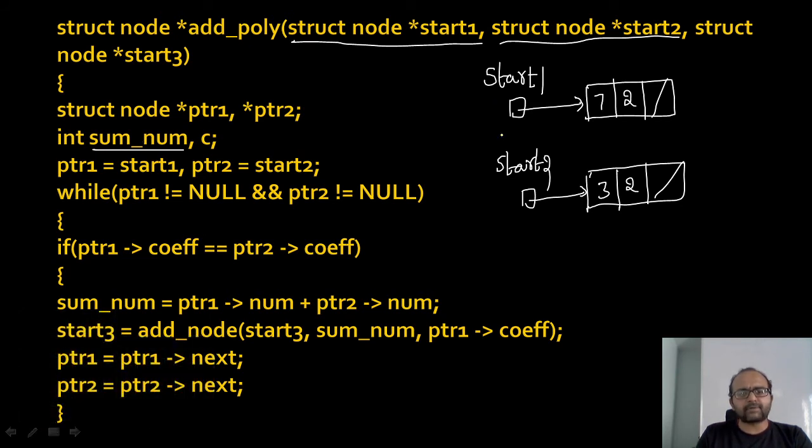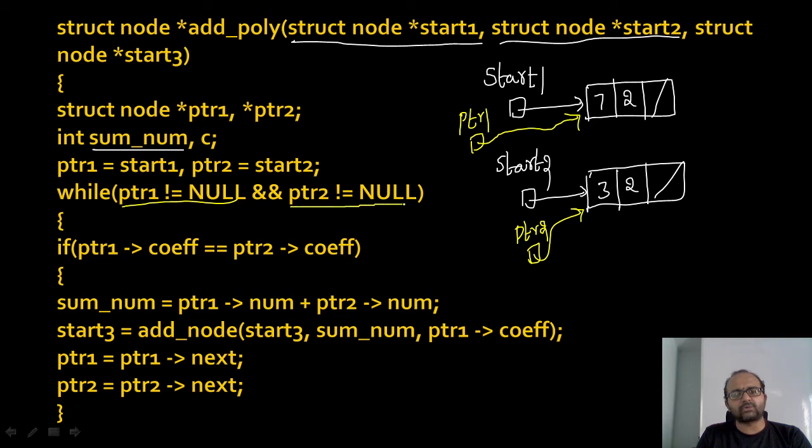Consider ptr1 is equal to start1. So we are assuming the ptr1 pointer is pointing to start1 here. ptr2 is equal to start2. ptr2 is another pointer which is pointing where start2 is pointing to. Next, ptr1 not equal to null, logical and ptr2 not equal to null. So ptr1 is not pointing to null and ptr2 is not pointing to null. The condition becomes true. Since this condition is true, next we check ptr1 arrow coefficient double equal to ptr2 arrow coefficient.